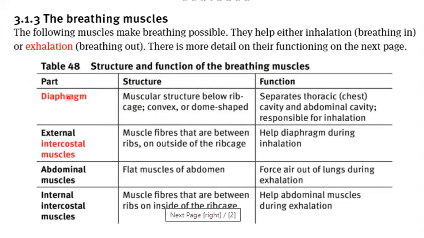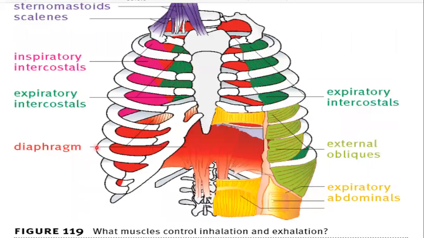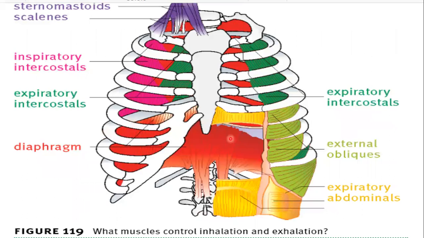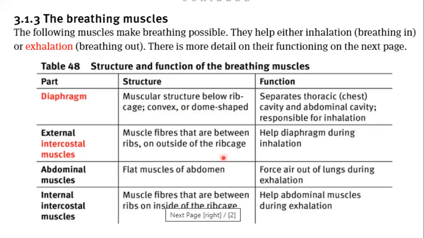The diaphragm, this one here. There's the diaphragm, this whole part in red. Diaphragm, the structure, it's a muscular structure below the rib cage. It is convex or dome shaped. You can even try and touch it there. Immediately below your rib cage, you have the diaphragm over there. That's your diaphragm. You see, it's giving you a direction. So if you can try and locate it on your body over there.